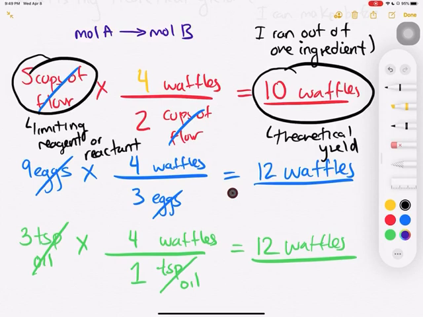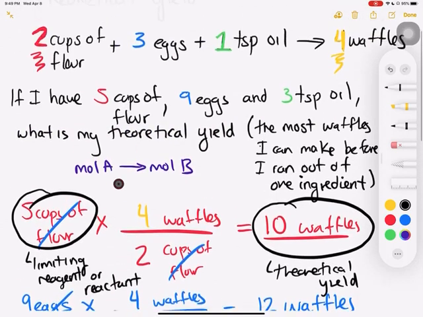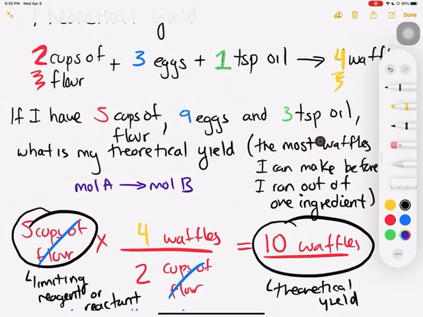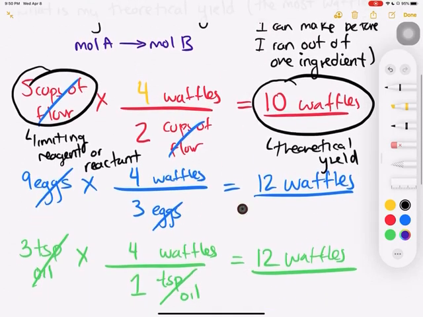So in the next video, I'm going to talk about the percent yield formula. It has to do with the theoretical yield. You have to calculate a theoretical yield always, so you have to do the same exercise. You have all of the different ingredients. You will have to do a dimensional analysis for each of them and find out which is going to produce the smallest number of product, right? 10 waffles, 12 and 12. So 10 waffles is my theoretical yield and the limiting reagent.